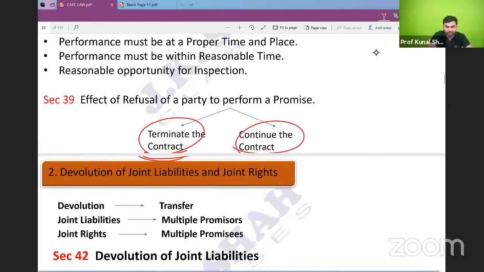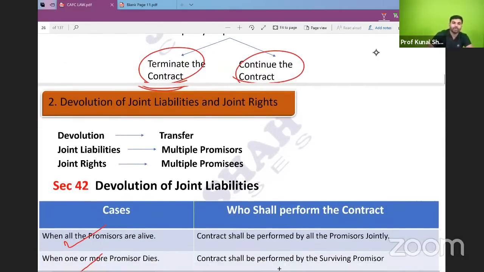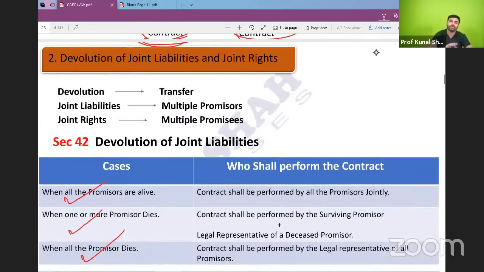Let us go on to the second point, which talks about devolution of joint liabilities and joint rights. The meaning of the word devolution stands for transfer. Devolution stands for transfer. When I say joint liabilities, then it is a contract involving more than one promisor. Sir, can there be more than one promisor?